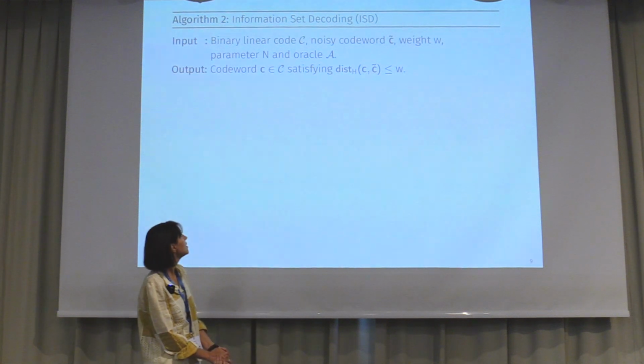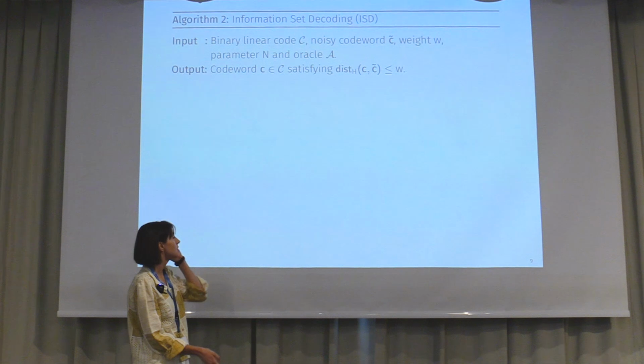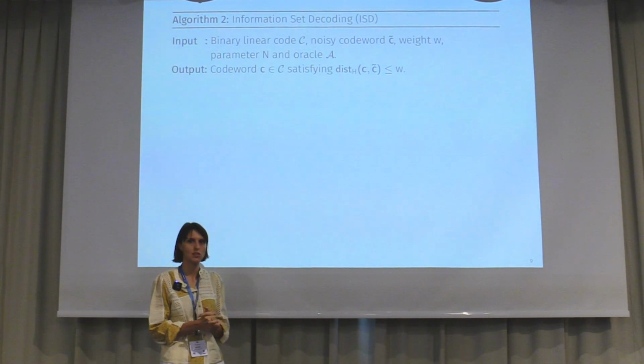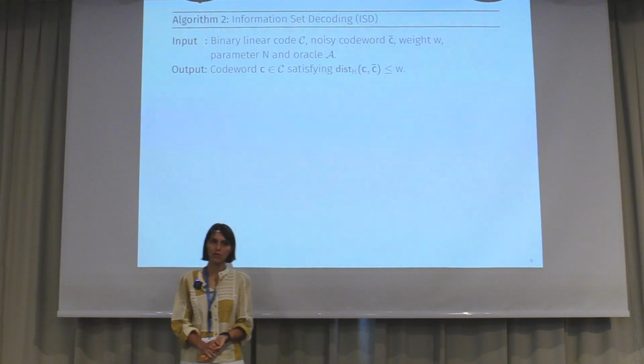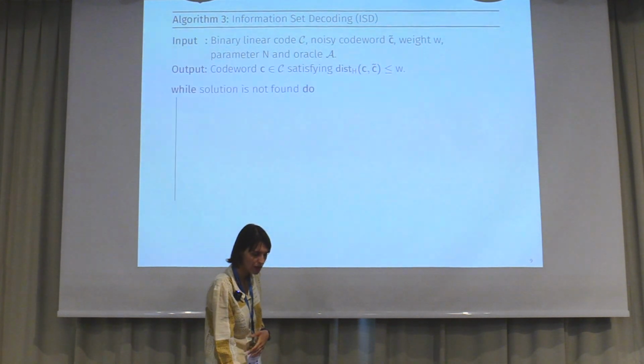We are searching for a code word C in the linear code that satisfies this distance constraint: the distance between C and C tilde should not be greater than W. So that's just the description of the problem.